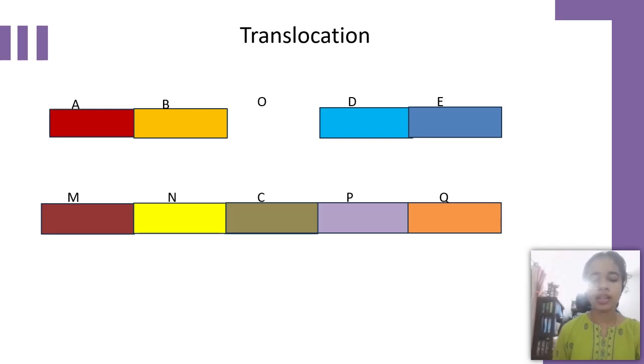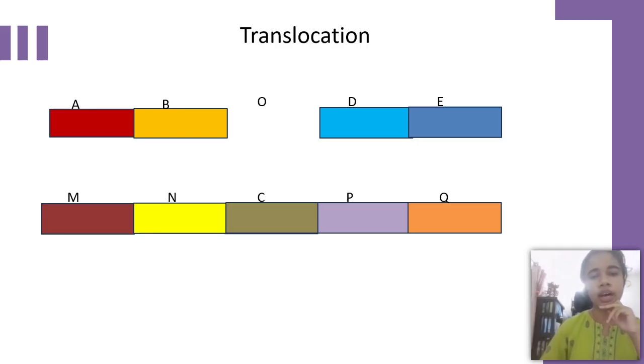Now the fourth and final structural aberration is translocation. Translocation is where you have two different chromosomes and segments are exchanged between each other. It's like trading paragraphs between two different books. The genetic material, or the content, is still there, but it's in the wrong location.